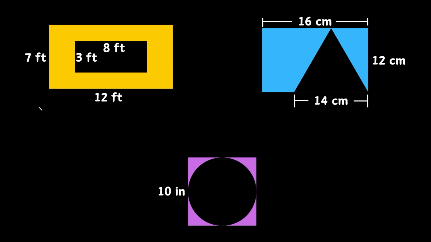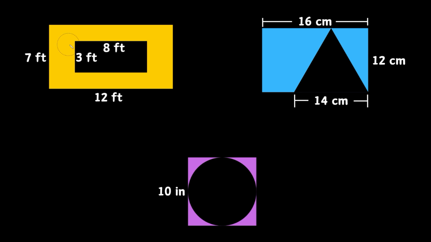Now, as you can see, we're given a few dimensions. So the whole height over here is 7 feet. The whole width down here is 12 feet. And then the dimensions of the rectangle on the inside is 3 feet by 8 feet wide. Now, the way to solve these is to always find the area of the entire shape first, and then at the end, you subtract out the little blank spaces, all right?